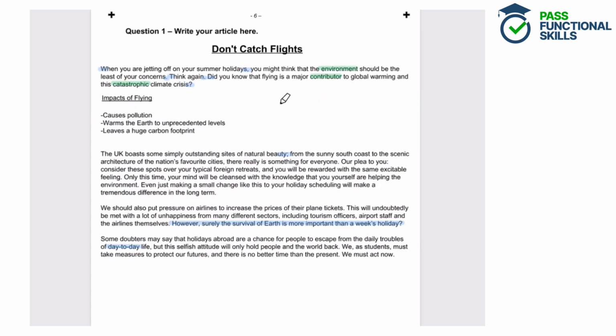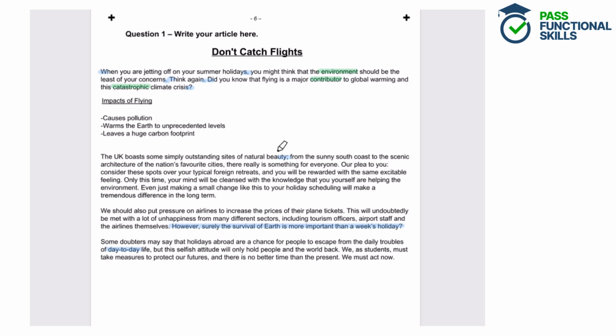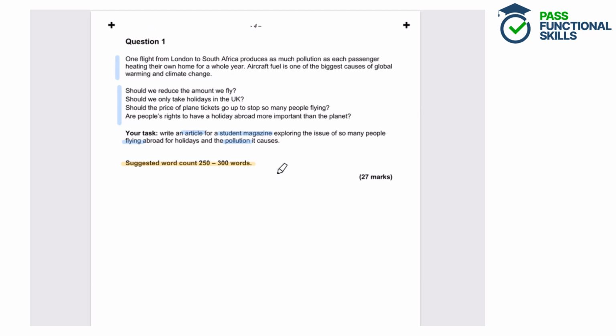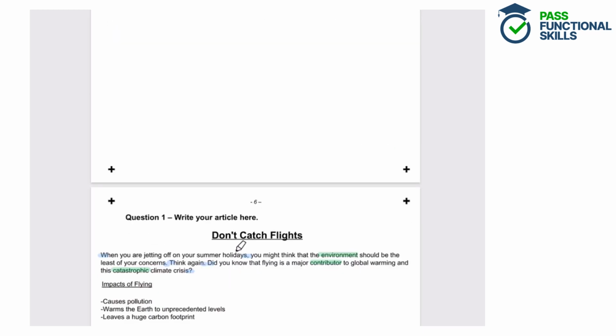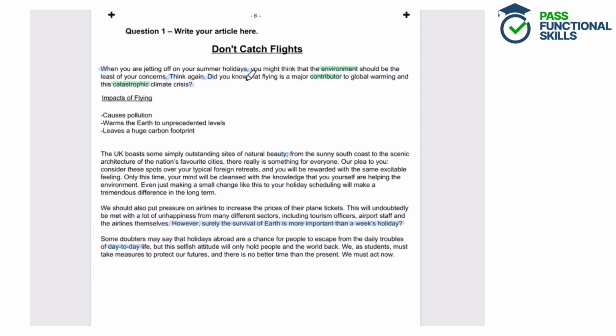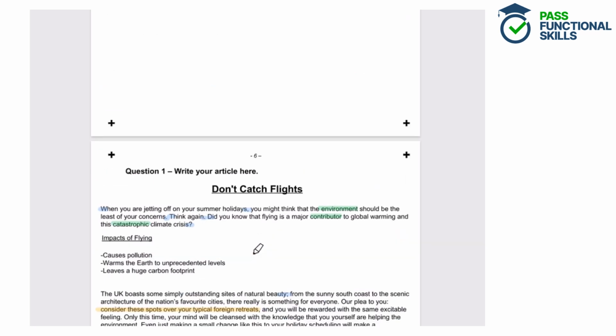In terms of detail, we've used lots of different relevant details in order to fully answer the question. So they've considered, should we reduce the amount that we fly? And they've said that flying is a major contributor to global warming, and says that we should reduce the amount that we fly. So consider staying at home rather than going to foreign retreats.